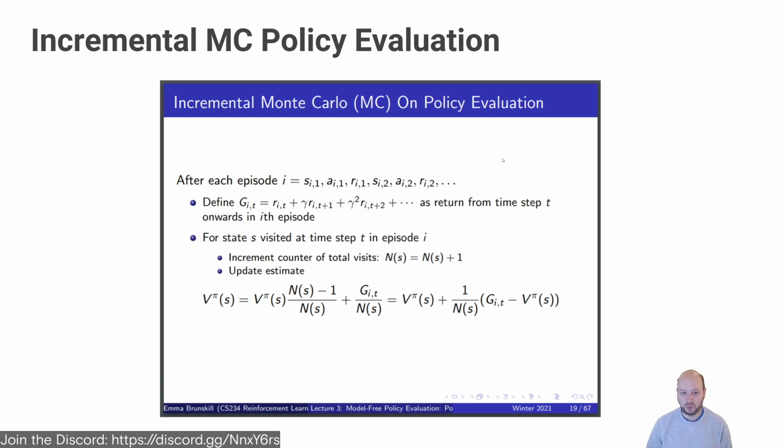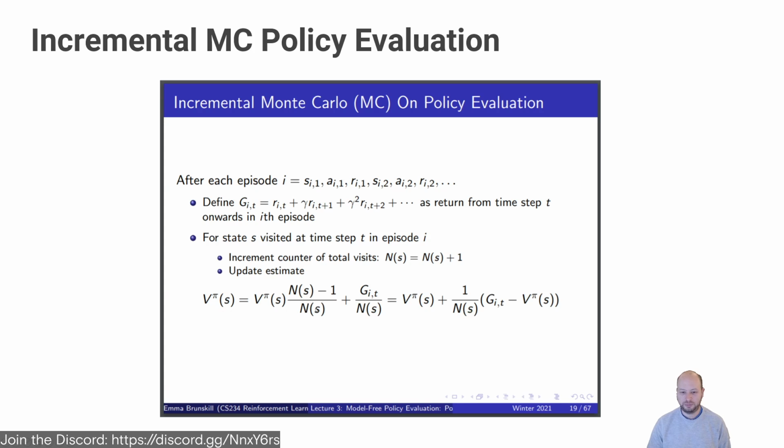It's the same idea as before. We sample a particular episode. We define all of the returns for each of the states at the respective time step, and so on. Now for each state, every time we come across that state, we increment a counter, and our value function is weighted by the number of times that we've seen that state.